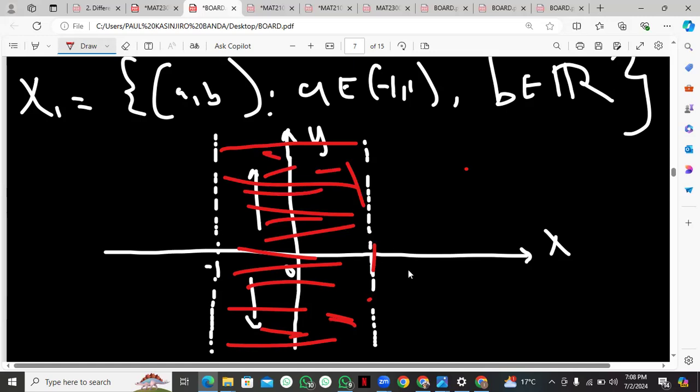Okay, so make sure here that you dot these lines. It should be dotted. These lines should be dotted because we are not including the 1 and the -1. So you need to dot these lines here.